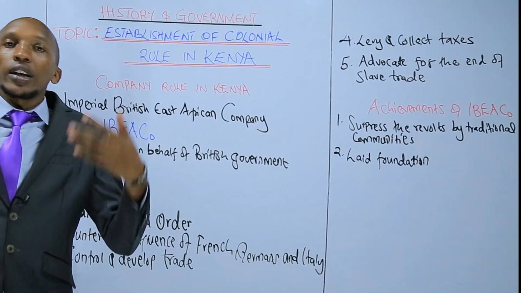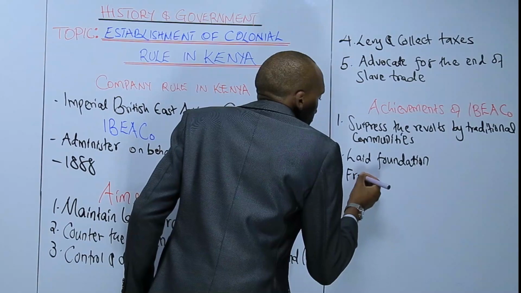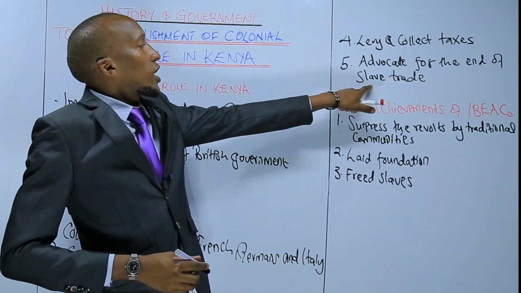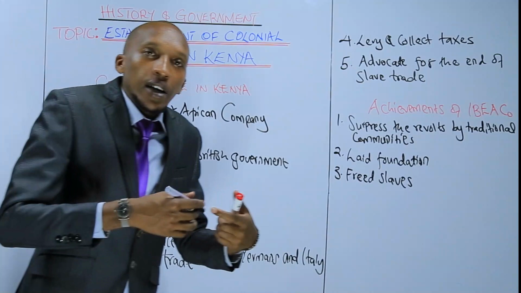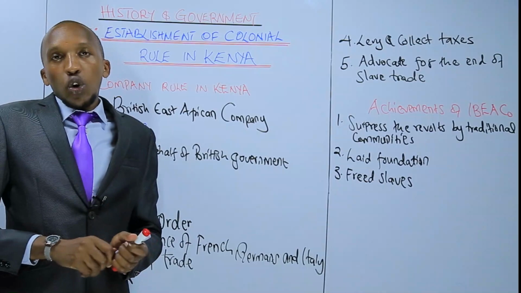And then number three, they freed many slaves. As we mentioned, they had to advocate for the end of slave trade. That was an aim, or a need that they had to accomplish. So they freed a lot of slaves who were enslaved, especially at the coast, and this brought most of the people back to their homes.